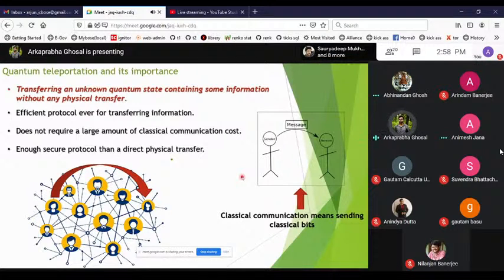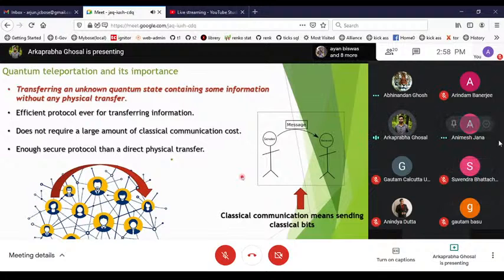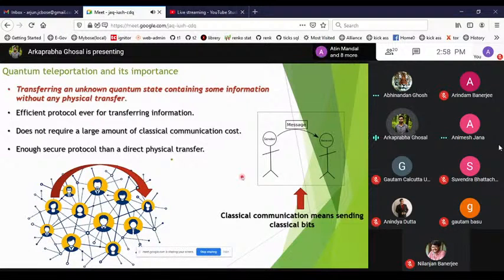The first importance is that it is the most efficient protocol for information transfer. It is more efficient than any possible classical strategy, and it doesn't require a large amount of classical communication cost. For example, consider this type of a network, a complicated network where, from this station, I want to communicate with her. Now, maintaining some algorithm, it may cost a large amount of classical data or classical channel. But if that is replaced by quantum teleportation, then it can be shown that using only 2 bits of classical communication, we can faithfully achieve quantum teleportation. That means we can transfer any physical information from this station to that station.